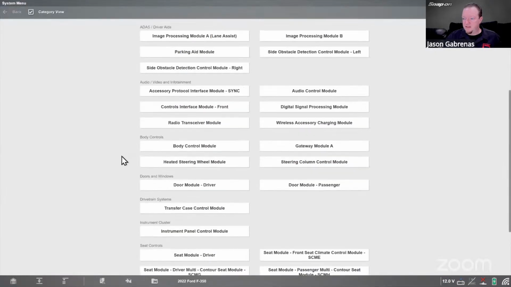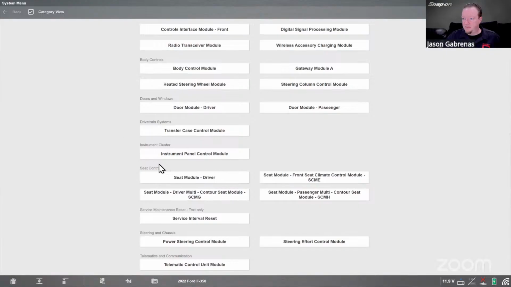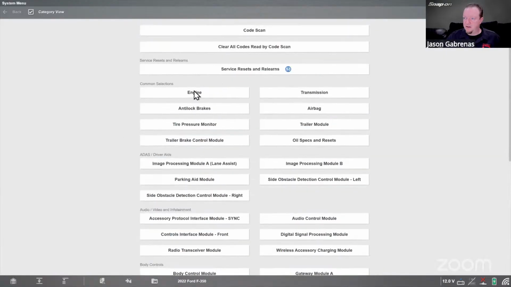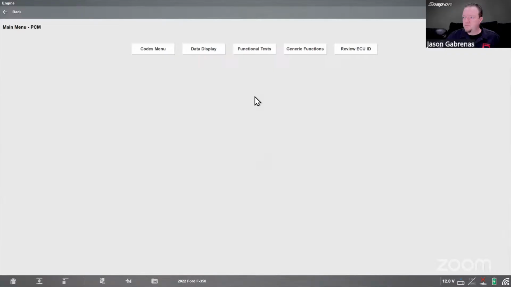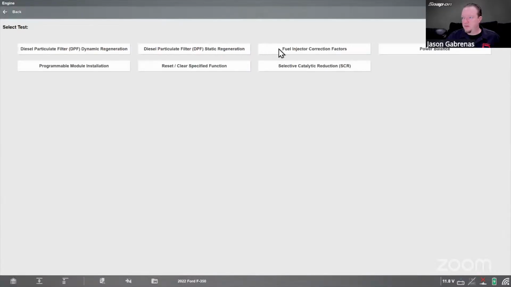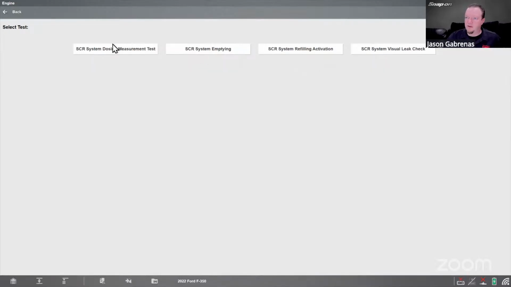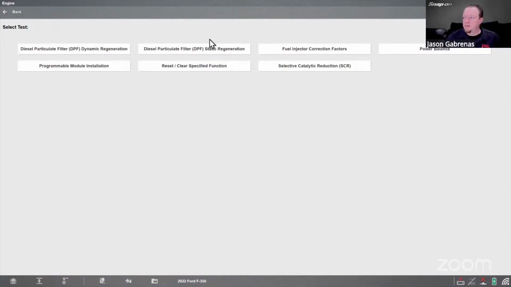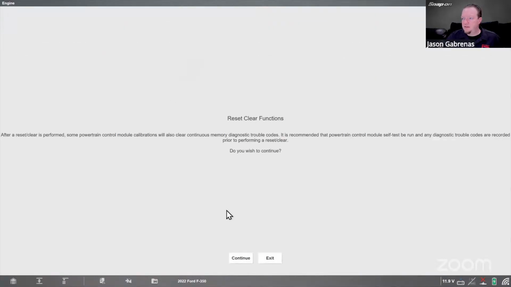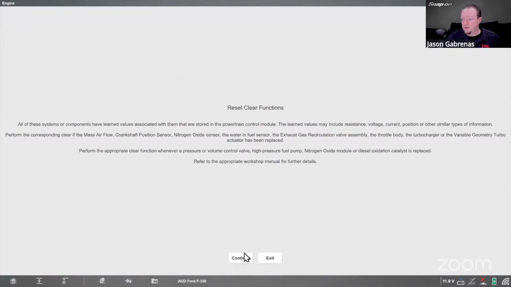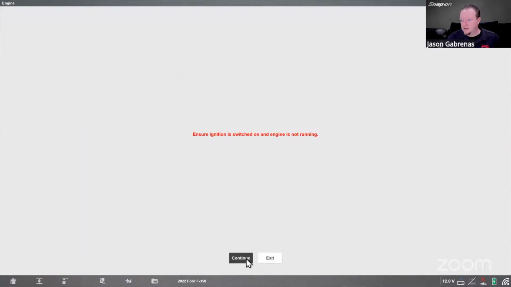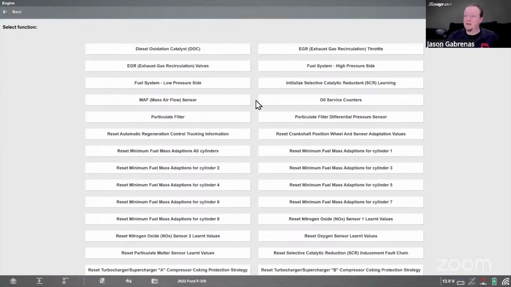So in this case, this does not have these secondary systems down here. It's all under engine. And then we have functional tests, special functions, and selective catalyst reduction functions. So dosing measurement tests, system emptying, refilling, visual leak check. Let's see, under here maybe, is there some stuff? Or it's just going to reset everything, right? Yeah. I don't think it does let you choose, okay.